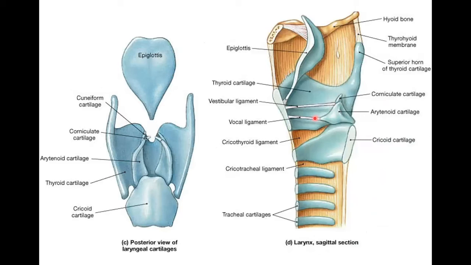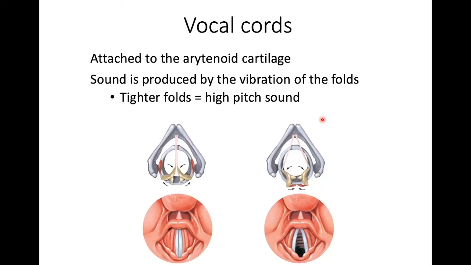And the arytenoids attach directly to the vocal ligament. And the vocal ligament then is surrounded by tissue. And the tissue is what's going to be vibrating at a specific frequency as the air passes through our opening, which is known as the glottis. And so let's take a look here at the glottis, specifically at the corniculate and arytenoid cartilaginous structures and how they attach to those vocal ligaments and can tighten or loosen our vocal cords, allowing us to change the pitch and sound of our voice.